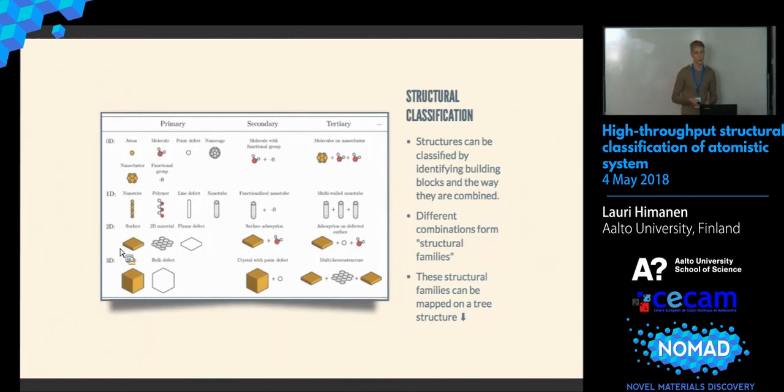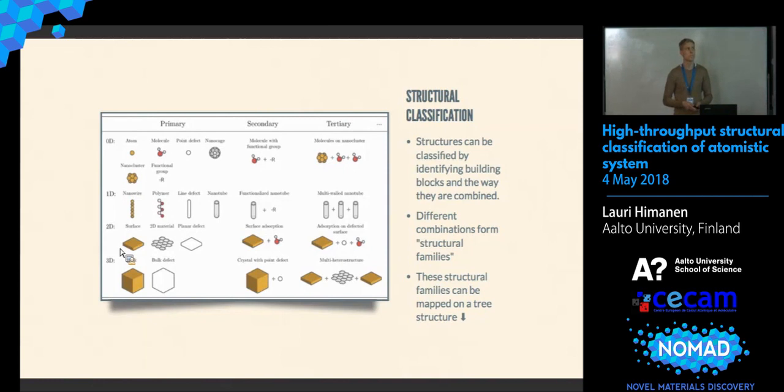Of course, if you have designed your own database from the beginning to only include crystals, then this kind of classification is kind of a trivial thing to do. But there are lots of heterogeneous databases which mix a lot of these different structural classes. And now I'm going to focus on structural classification in particular. So we started developing general concepts for how to approach structural classification.